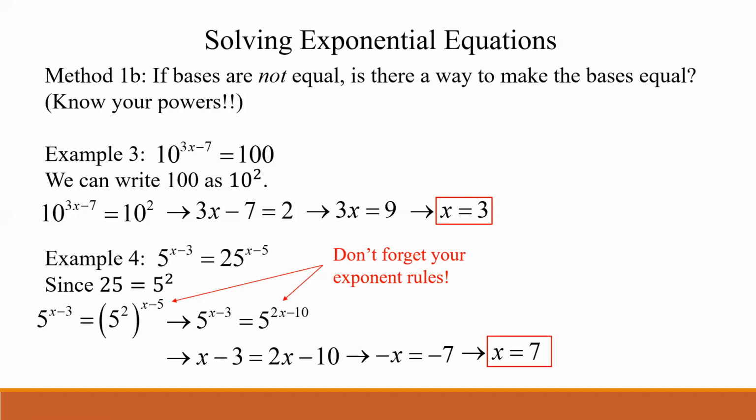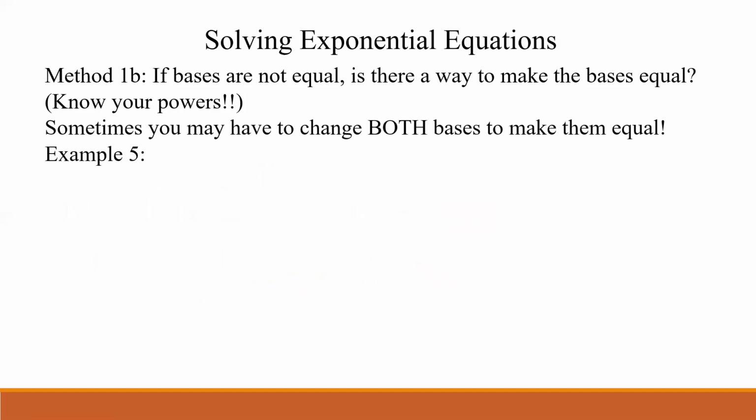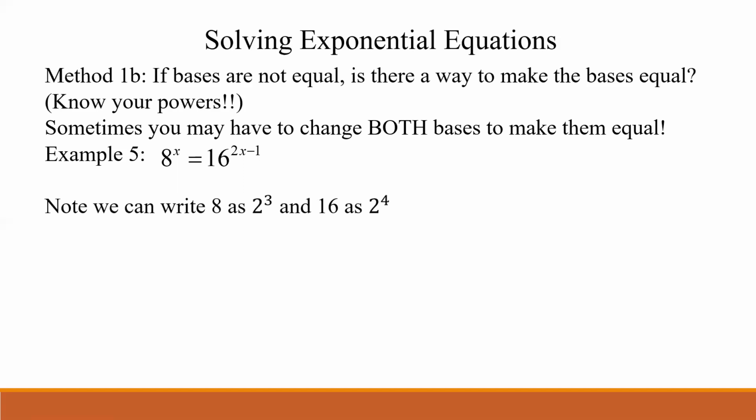7. And of course, sometimes you may have to change both bases. So you have to look at the problem and say, okay, how can I write them both as the same base with different powers? Okay, so how about this? So we have 8 to the x power equals 16 to the 2x minus 1. How can I write 8 and 16 with the same base? Well, in this case, 8 could be 2 to the 3rd power, and 16 could be 2 to the 4th power. Okay, so we write that, and make sure you use parentheses.